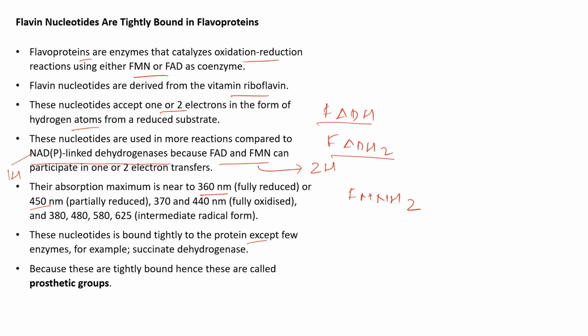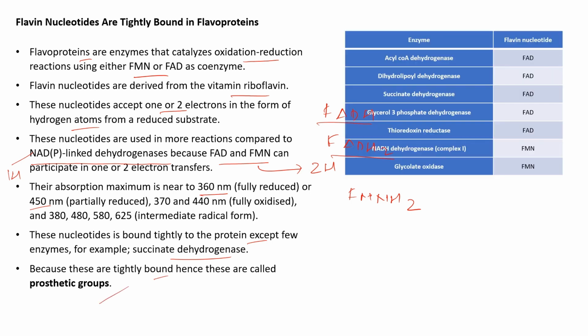Now these nucleotides remain tightly bound to a protein. An exception is there, for example, succinate dehydrogenase. In case of succinate dehydrogenase, these FAD, FMN are not tightly bound to the enzyme. Because these are bound tightly to enzymes, they are called prosthetic groups. These are the list of a few enzymes that use FAD or FMN.